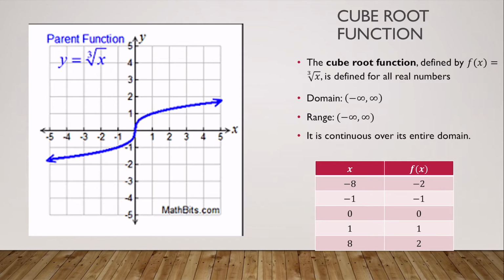We also have the cube root function. The cube root function f of x equals the cube root of x is defined for all real numbers, so its domain goes from negative infinity to positive infinity, as does its range. And this works because we can take the cube root of negative numbers.